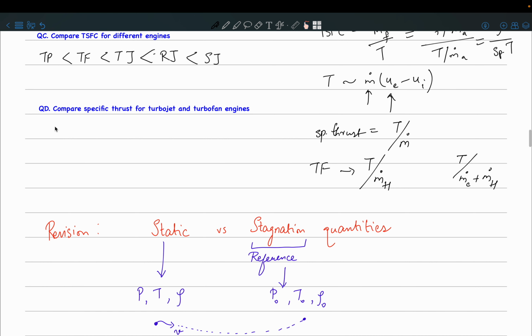If you have to compare a turbojet and a turbofan, for a turbojet the entire m dot undergoes combustion along with m dot f, right? But in a turbofan you have m dot C and m dot h, and only m dot h is going to go through the combustion part. So now can you tell what is the comparison for specific thrust for a turbojet and turbofan?